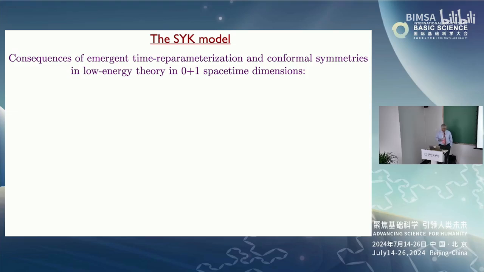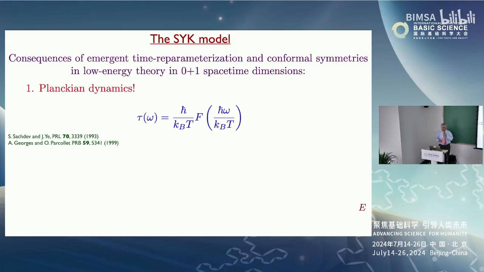There are further properties, however, that I want to emphasize, which are now understood due to an emergent time parameterization symmetry that the low energy theory has. So the low energy theory of these equations and the corresponding action is in 0+1 space-time dimensions and has an emergent time parameterization and conformal symmetry. So what are some of the consequences? Well, one is that if you define some appropriate relaxation time to some perturbation at a frequency omega, then you find what's called Planckian dynamics, which means that these relaxation times are just determined by temperature and frequency, where this function f is some function that depends on exactly how you define tau.